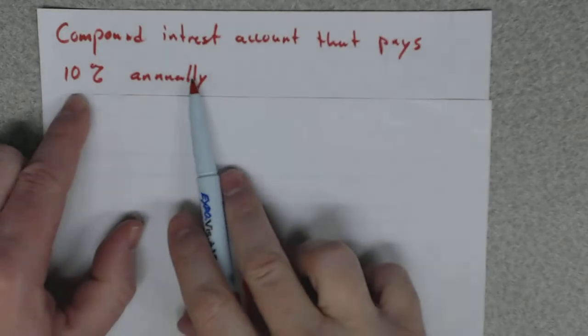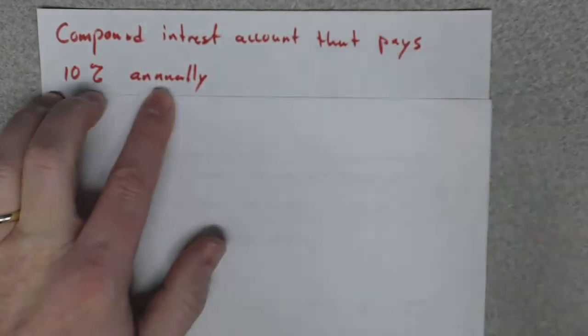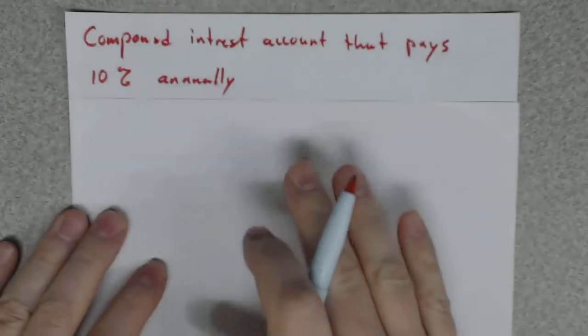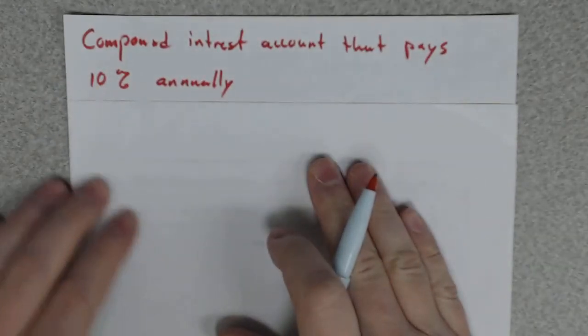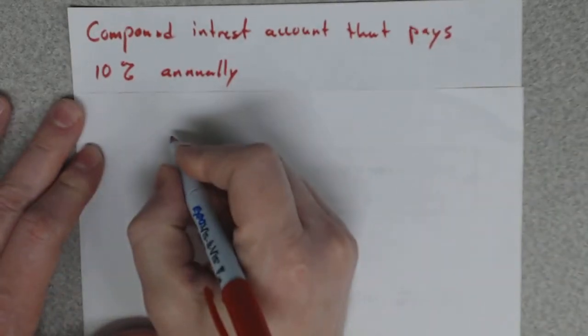We talked about a compound interest account, and this account pays 10% annually. And I talked about my great-great-great-grandfather investing in this account 100 years ago with $100. And let's see what would happen during the first year.